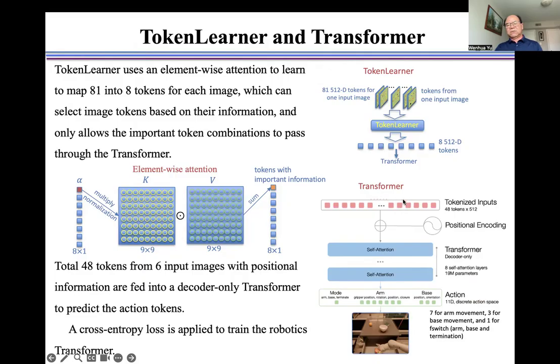These tokens from the TokenLearner, and this positional information, and this transformer. These are the actions generated by the transformer, which includes a total of 11 actions, 7 for arm movement, 3 for base movement, and 1 for switching mode.